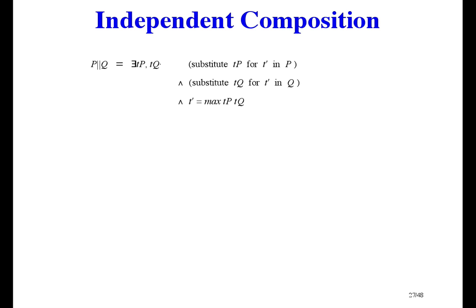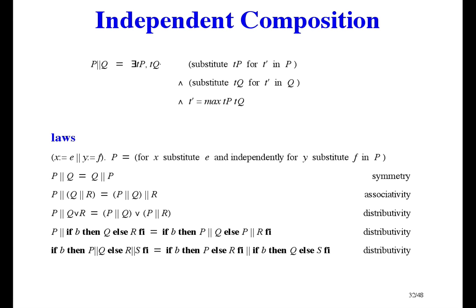I have been saying that independent composition is just conjunction, but that's because I wasn't talking about time. If you include time, here's independent composition. It's still P and Q, but P might say one thing about the final time, and Q might say something contradictory about the final time. And really, the final time is the maximum of what P says it is and what Q says it is. So that's what this definition says.